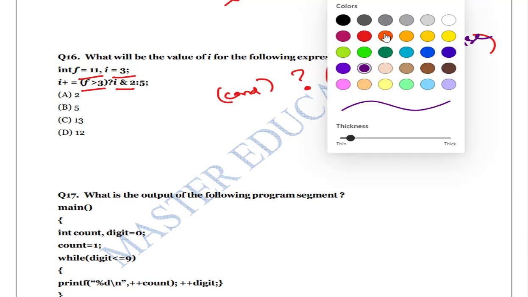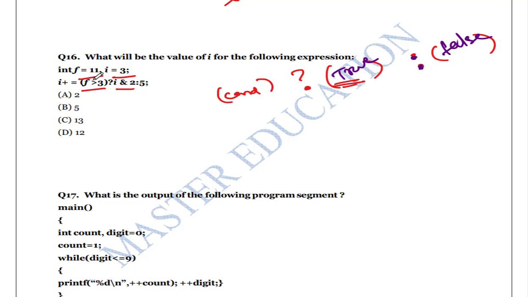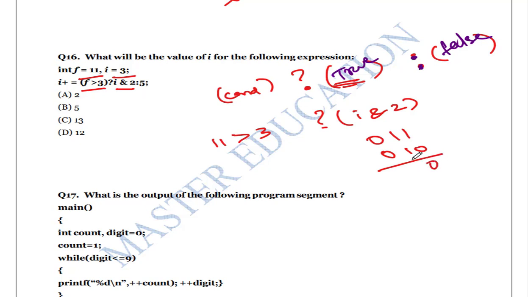So now you can see what happens. If f is 11, 11 is greater than 3, yes. Yes means i & 2, the statement after the question mark. What is the i value? 3, that is 011. 2 is 010. If you do AND, 1 and 1 gives 1, 1 and 0 gives 0, and 0 and 1 gives 0. So what is the value? 010, that is equal to 2.